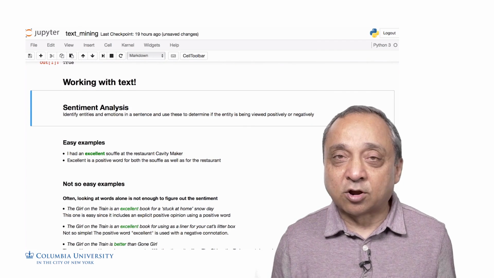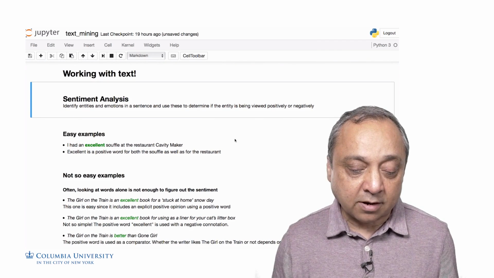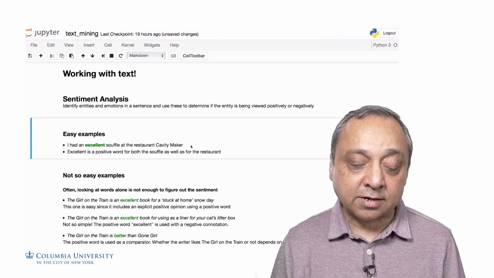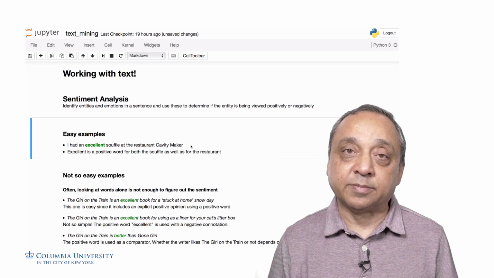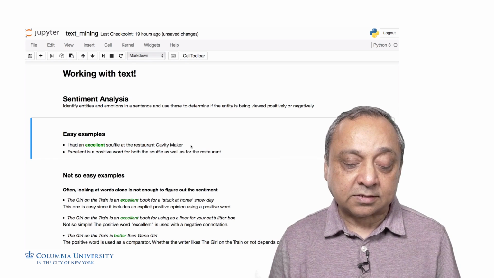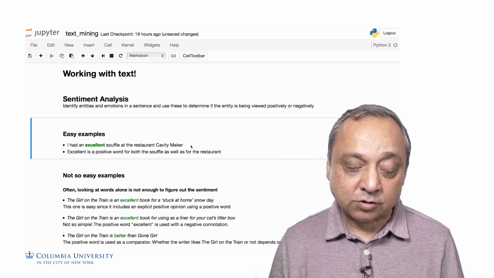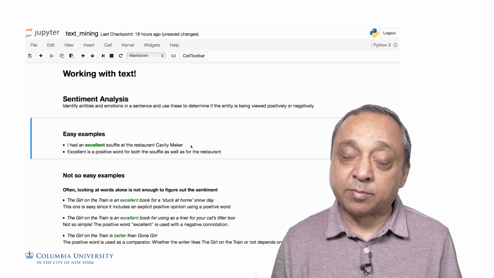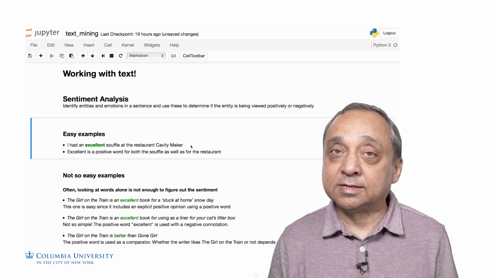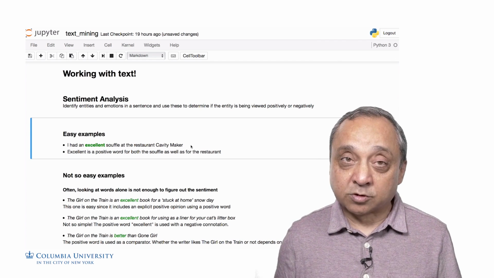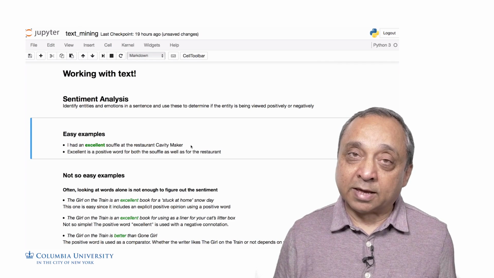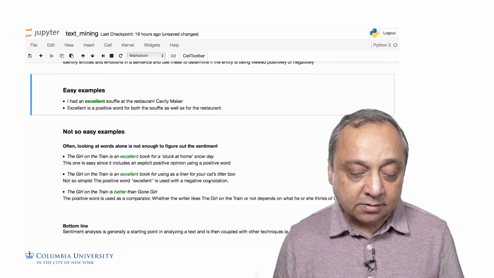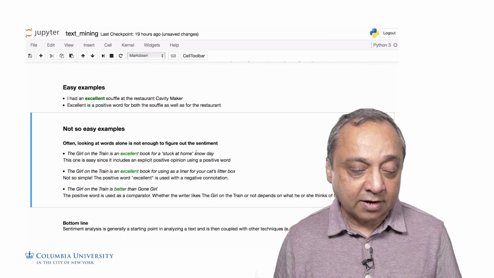And it's not a simple subject, because if you look at the examples that I have over here, you can say something like, I had an excellent souffle at the restaurant Cavity Maker, right? The words excellent souffle tell us that I really like this. It's a very positive statement about the restaurant, because excellent is a positive word, and it implies that we like the souffle and we like the restaurant. It's positive about both.